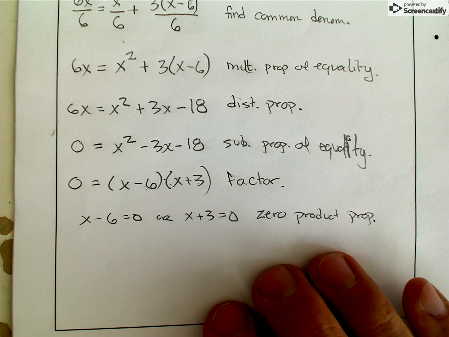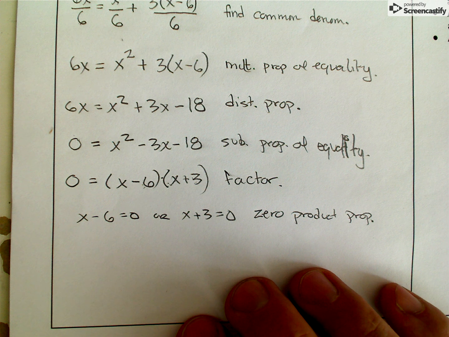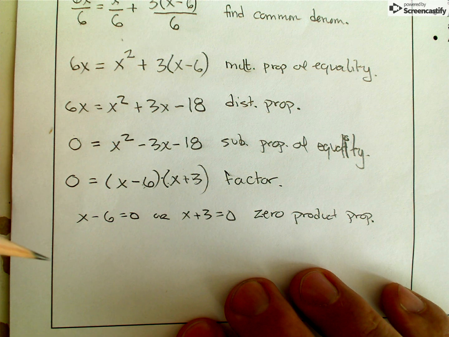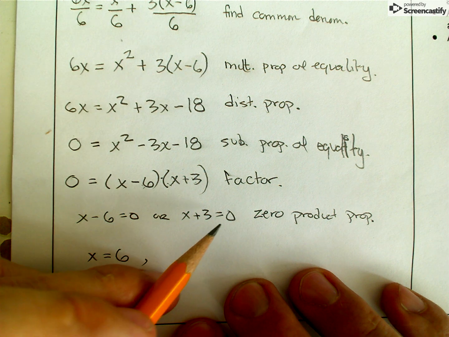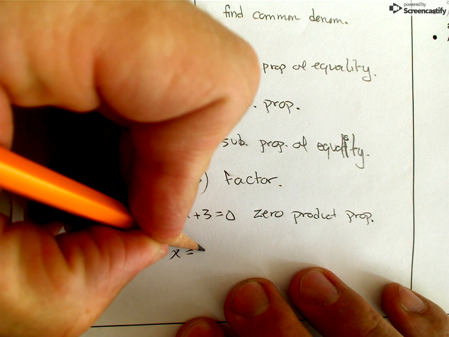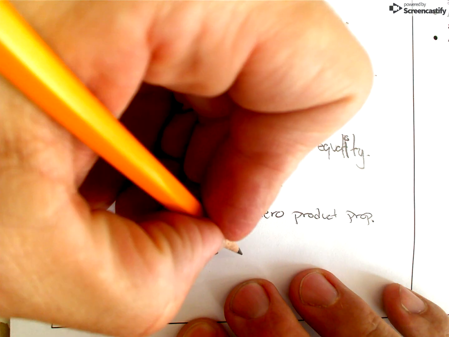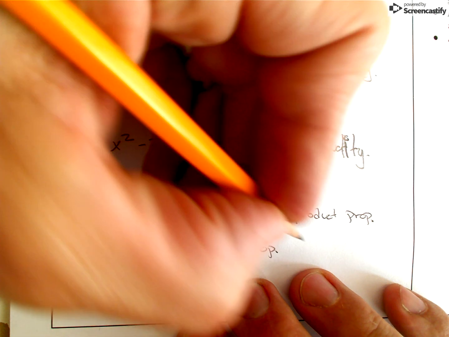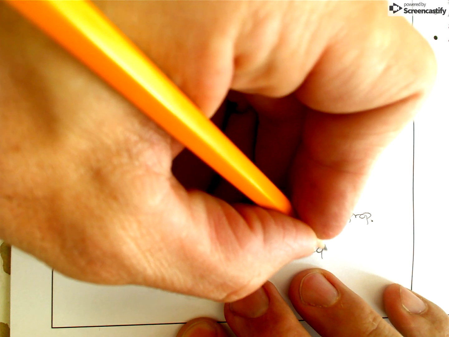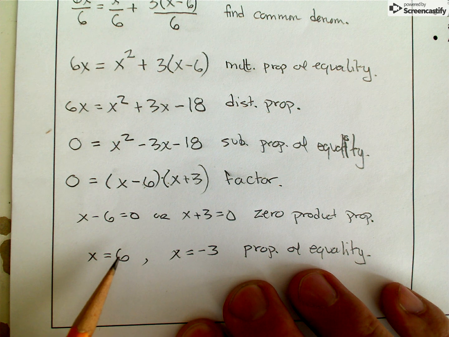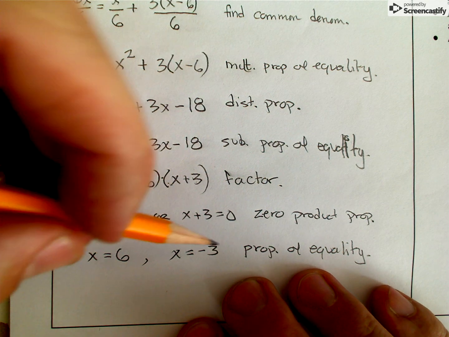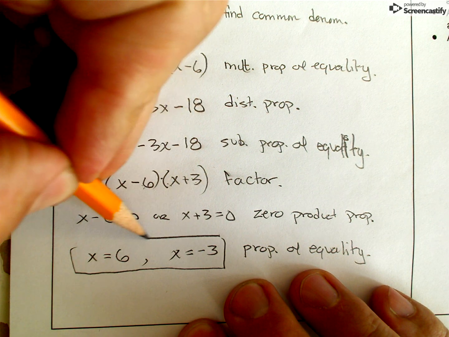And then I can use the properties of equality really easily. Add 6 to both sides. And the other one gives me, if I subtract 3 from both sides, I get that. And that's from the, I'll just say the properties of equality, because I used the additive property here and I used the subtractive property here. So just being general. And those are my solutions.